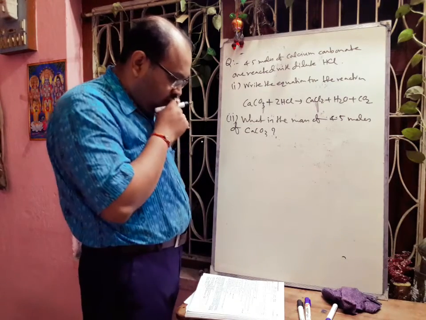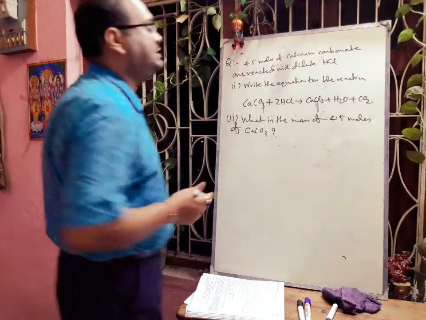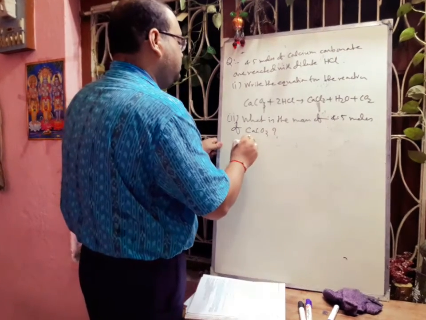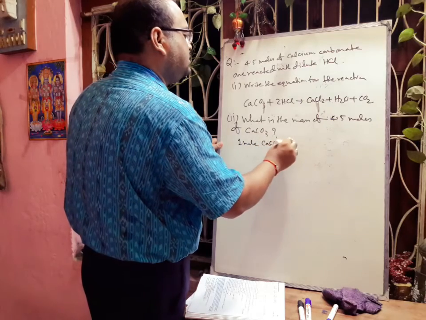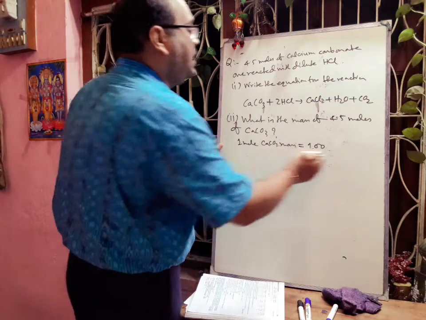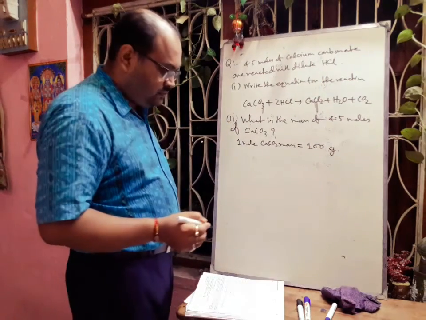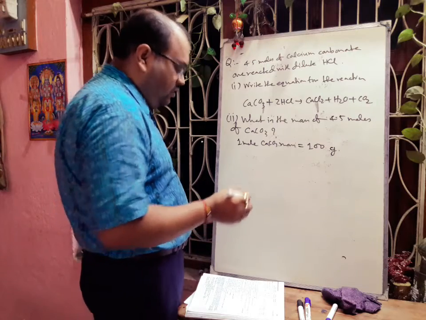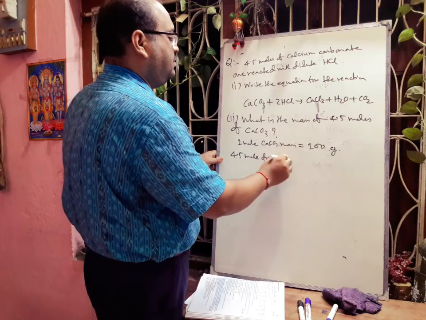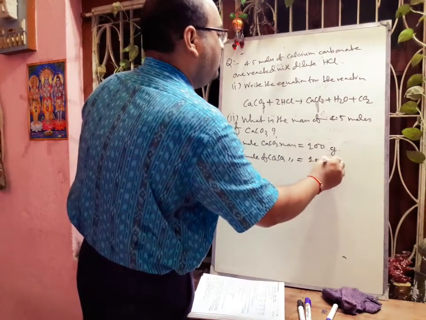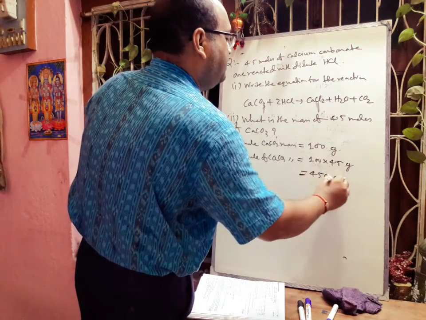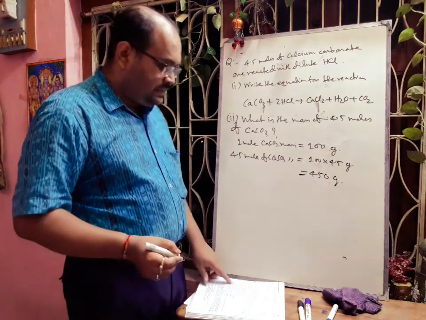So from here we have to calculate the 1 mole mass of calcium carbonate. 1 mole of calcium carbonate mass will be equal to 100 AMU, or we can write in gram, 100 gram. Now for 4.5 mole of calcium carbonate, mass will be 100 into 4.5 gram, that will be 450 gram of calcium carbonate. That will be the answer of your second question.